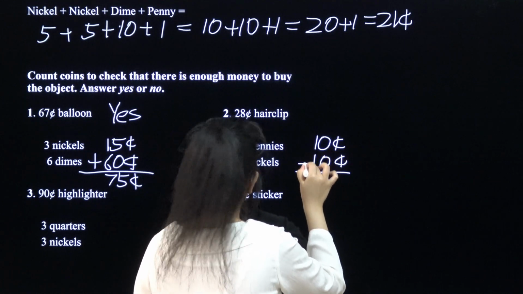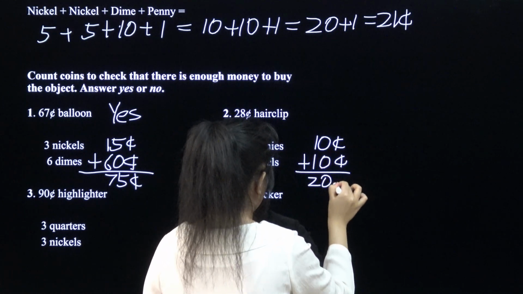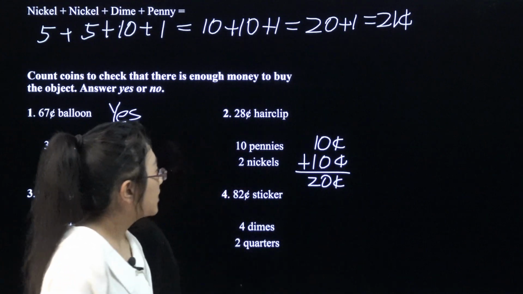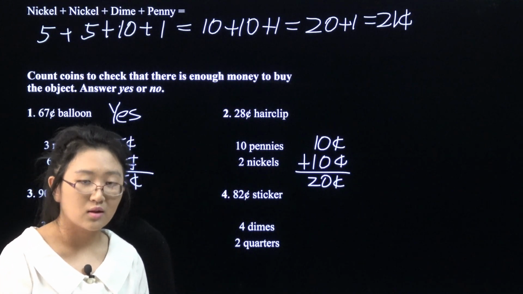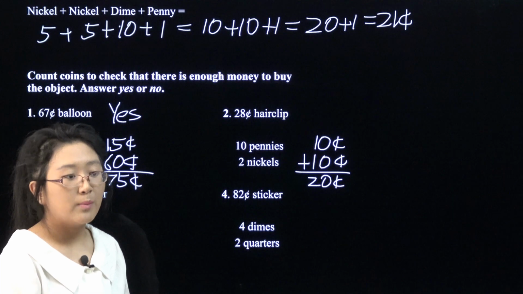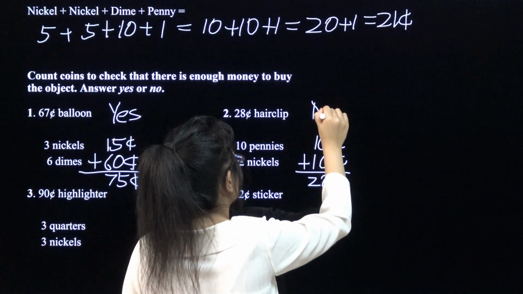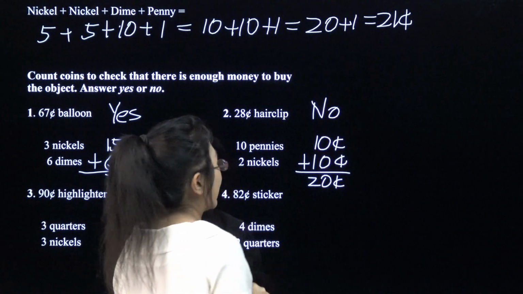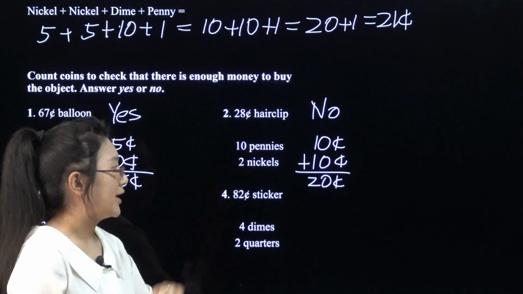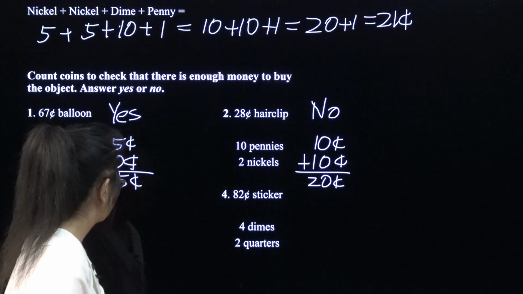10 cents plus 10 cents is 20 cents. 20 cents is less than 28 cents. We need 28 cents, but we only have 20 cents. So we can't buy the 28-cent hair clip with 10 pennies and 2 nickels.